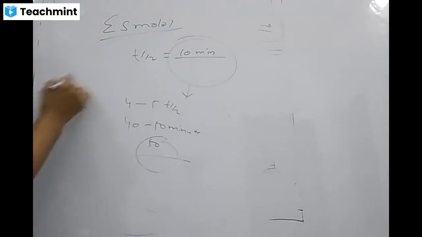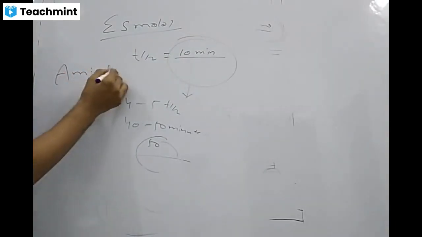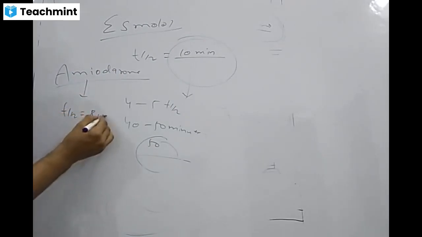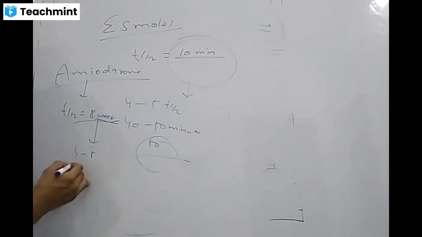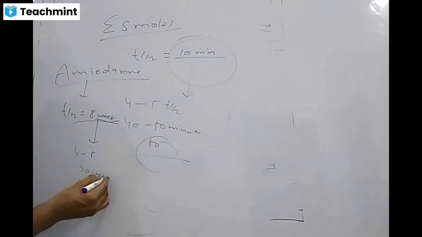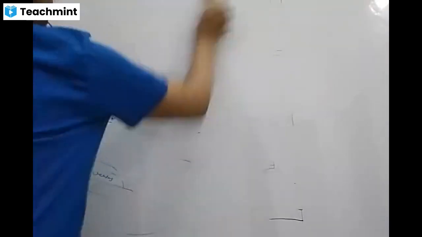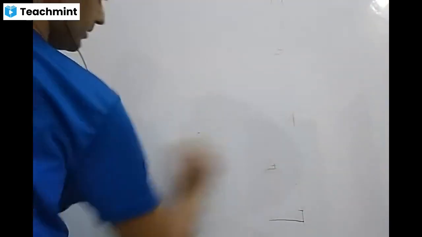Suppose there is one drug, amiodarone. It has a half-life of 8 weeks. Similarly, it will take 4 to 5 half-lives, which means 40 weeks are required to remove the drug completely from our body. So T half will tell you 3 things. One is the dosing interval, second is in how many half-lives you will achieve the steady state, and the third thing is removal of drugs from our body.